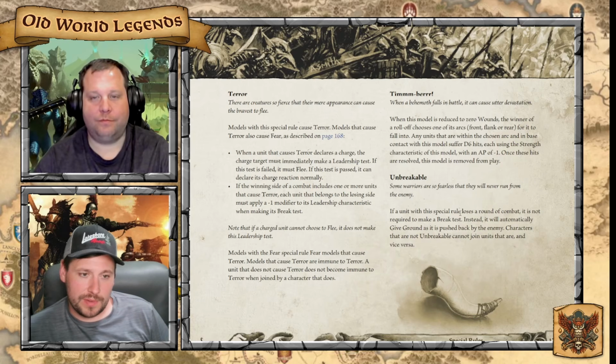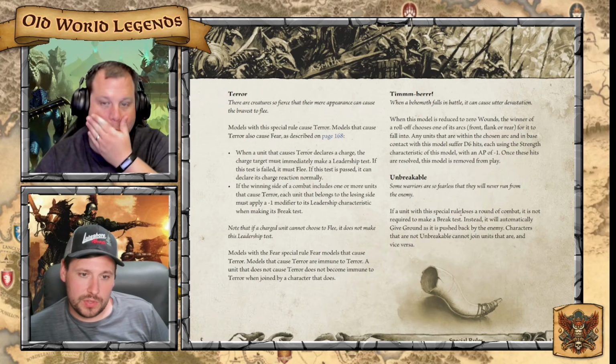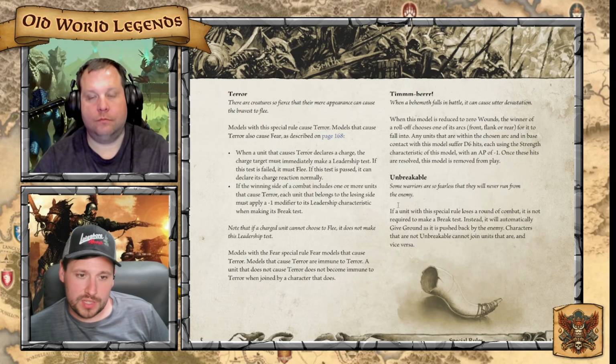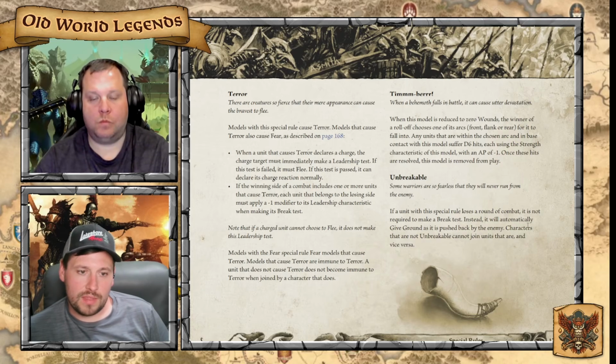Okay, so we have Unbreakable. So if Unbreakable, as we alluded to before, if you lose a round of combat, you don't take any break test whatsoever. You just give ground and get pushed backwards. That's it. Very powerful. There is a limitation that characters that aren't unbreakable can't join units that are, and vice versa. That barely ever matters because units like this often have rules that mean that no one can join them anyway.